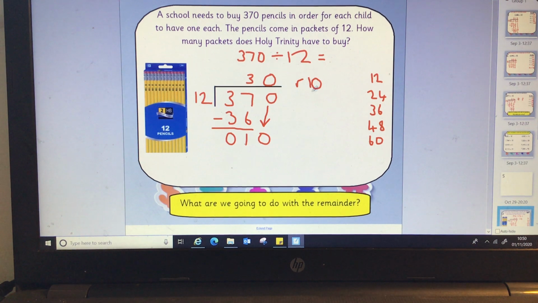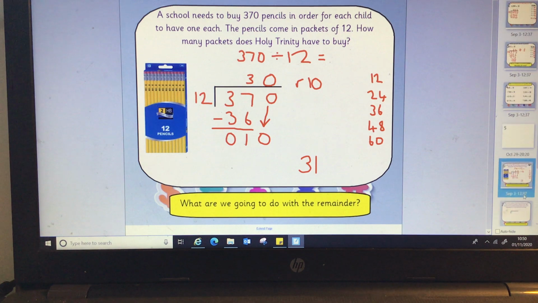So to make sure those extra 10 have a pencil, we need to make sure we buy another packet. So 30 couldn't be our answer. We're going to have to round up to the next whole packet. So the answer would be 31 packets of pencils that the school would need to buy. Okay, let's have a look at the next one.